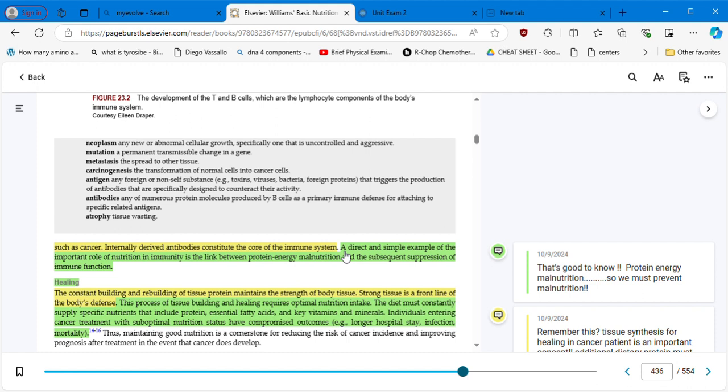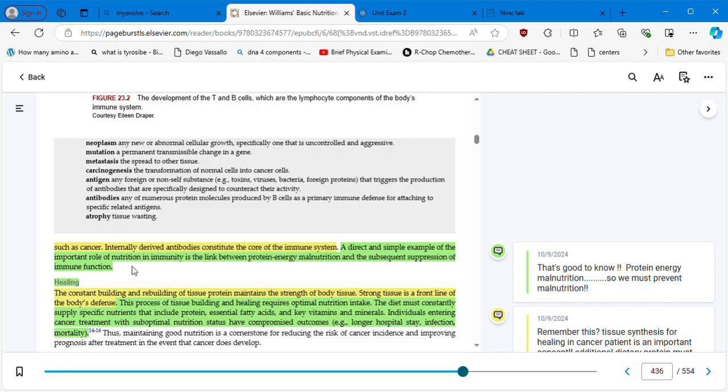That's antibodies. A direct and simple example of the important role of nutrition in immunity is the link between protein energy malnutrition and the subsequent suppression of immune function. There is a link between protein energy malnutrition, meaning lack of good protein intake, deficiency in protein intake, in other words, and the subsequent suppression of immune function.